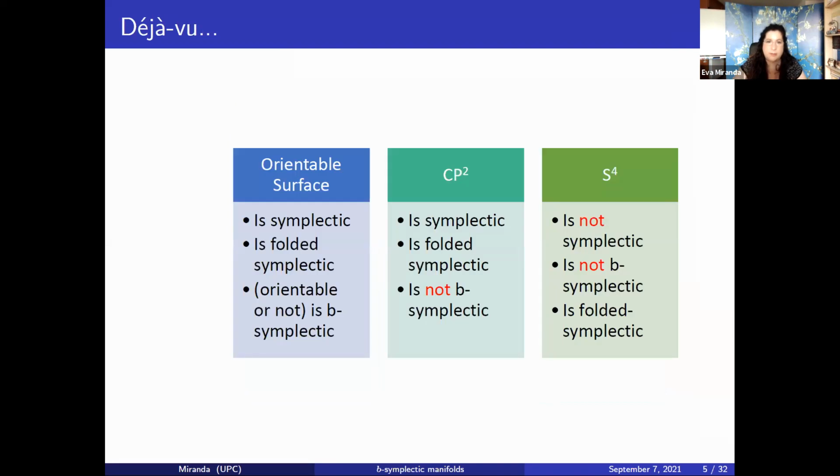And the answer connects to a very wise observation that Joaquin made about S4: we know it doesn't have any symplectic structure, and Joaquin has now shown that it doesn't have any b-symplectic structure. In the case of CP2, it's not b-symplectic. This comes with the obstruction, the last exercise that we were showing. But it's folded symplectic, and the reason is that any compact four-dimensional manifold is folded symplectic. So is there a way to put some order in the boxes?